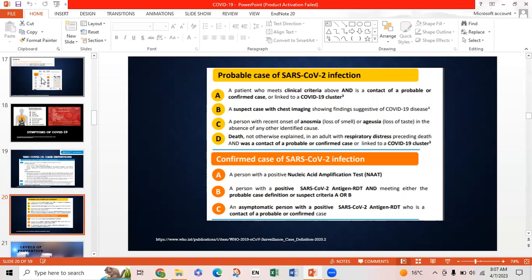A confirmed case of SARS-CoV-2 infection is a person with a positive nucleic acid amplification test, a person with a positive SARS-CoV antigen RDT test meeting either the probable case definition or suspect criteria A or B, or an asymptomatic person with a positive SARS-CoV antigen RDT who is a contact of a probable or confirmed case.